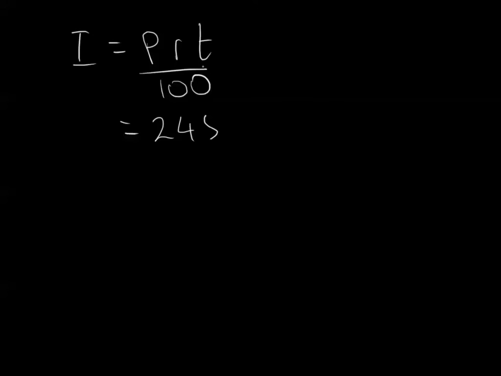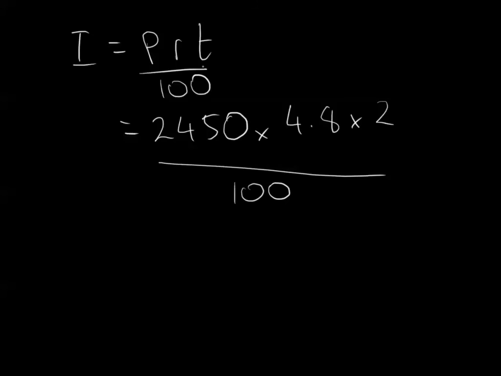Our next step is to take our identified variables and input them into the formula. So let's rewrite that formula out. I equals PRT over 100. Let's input that in. So we're going to say I equals 2,450 multiplied by 4.8 multiplied by 2 divided by 100, worst fraction line ever, equals $235.20.